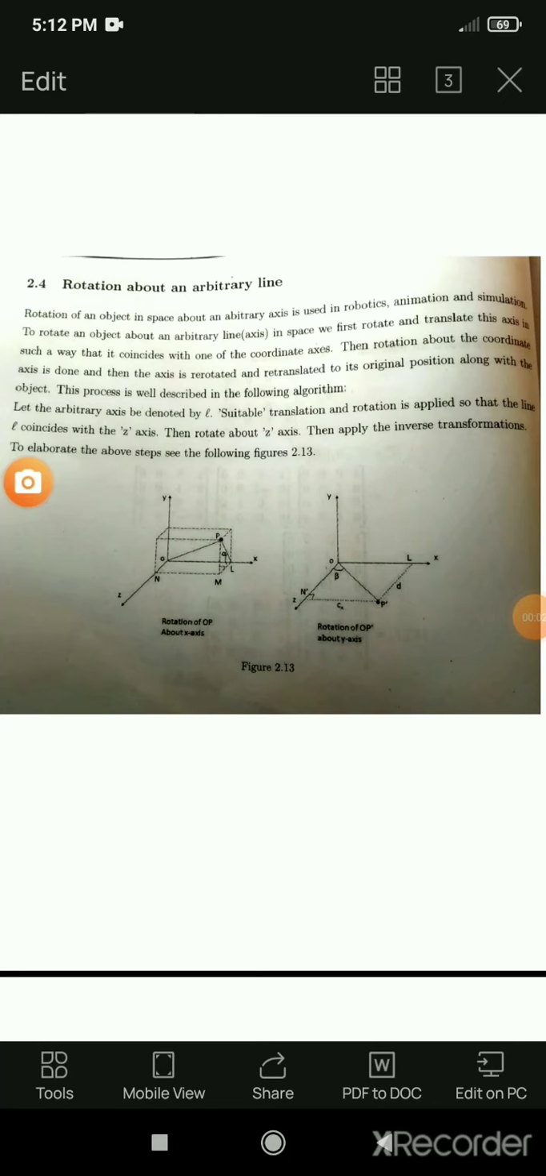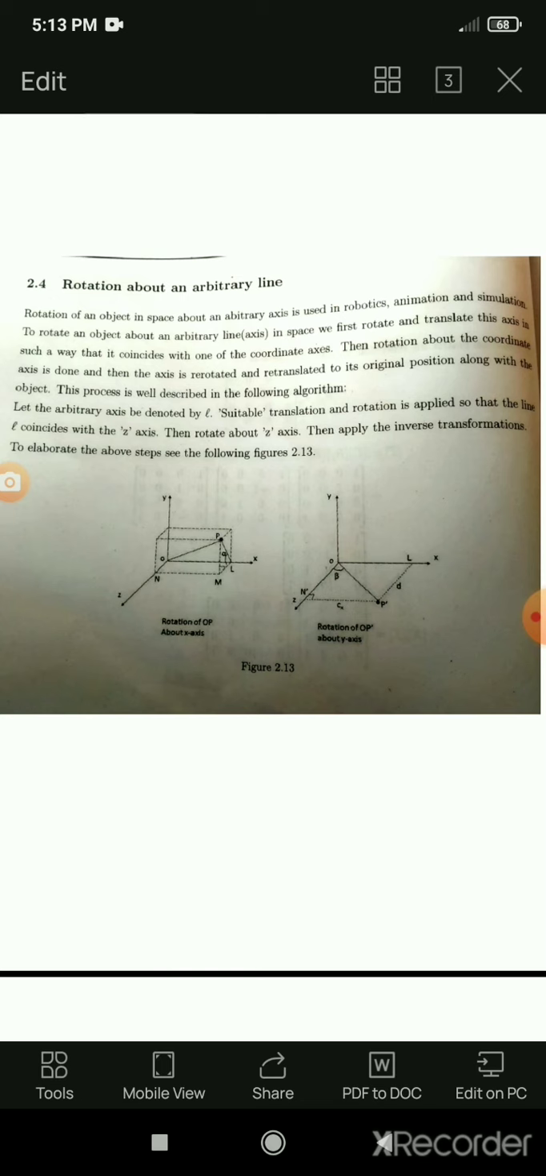Rotation about an arbitrary line. Rotation of an object in space about an arbitrary axis is used in robotics and animation. To rotate an object about an arbitrary line or axis in space, we first rotate and translate this axis in such a way that it coincides with one of the coordinate axes.